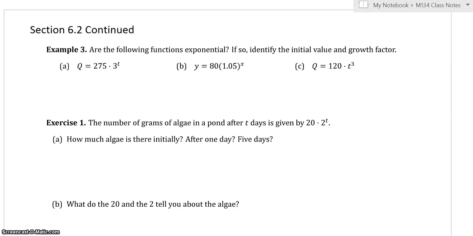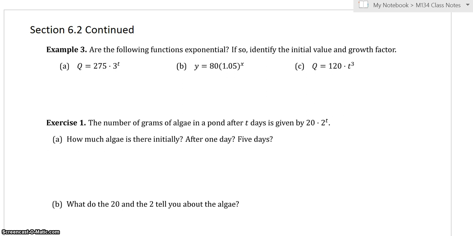Hello again. In this video, we're going to continue with section 6.2 on exponential functions, page 95. And we're going to start with example 3. Example 3 asks the question, are the following functions exponential?